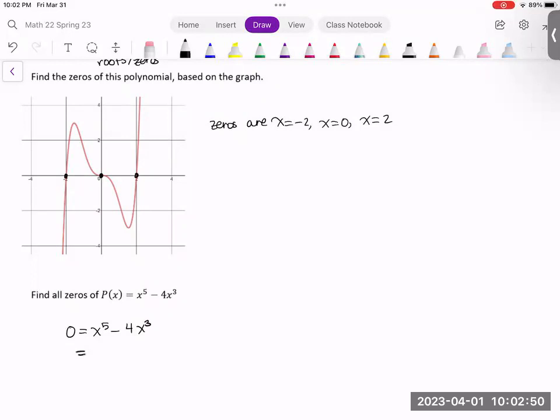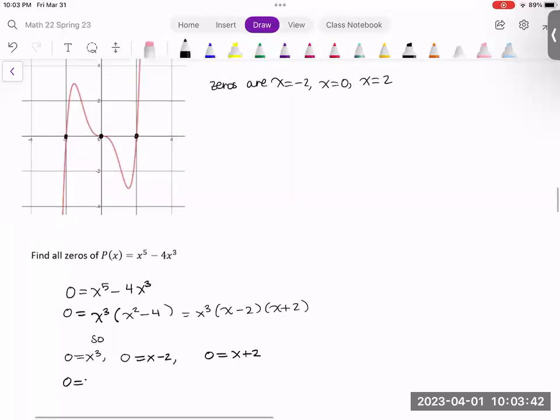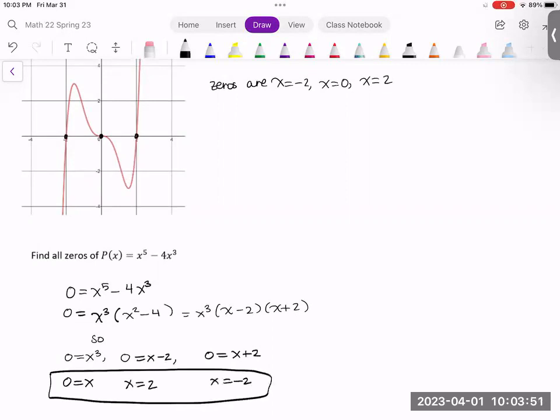Okay, all right, and so we can simplify this. We see a common factor of x cubed, so I'm going to pull that out. I have x cubed times x squared minus 4. X squared minus 4 can be factored further. So you want two numbers that multiply to -4 but add to give you 0. So this is x cubed times x minus 2 times x plus 2. Okay, and now we have this product, it's equal to 0. So 0 equals x cubed, or 0 is x minus 2, or 0 is x plus 2. That gives us 0 is x, x is 2, or x is -2. We have 3 zeros.